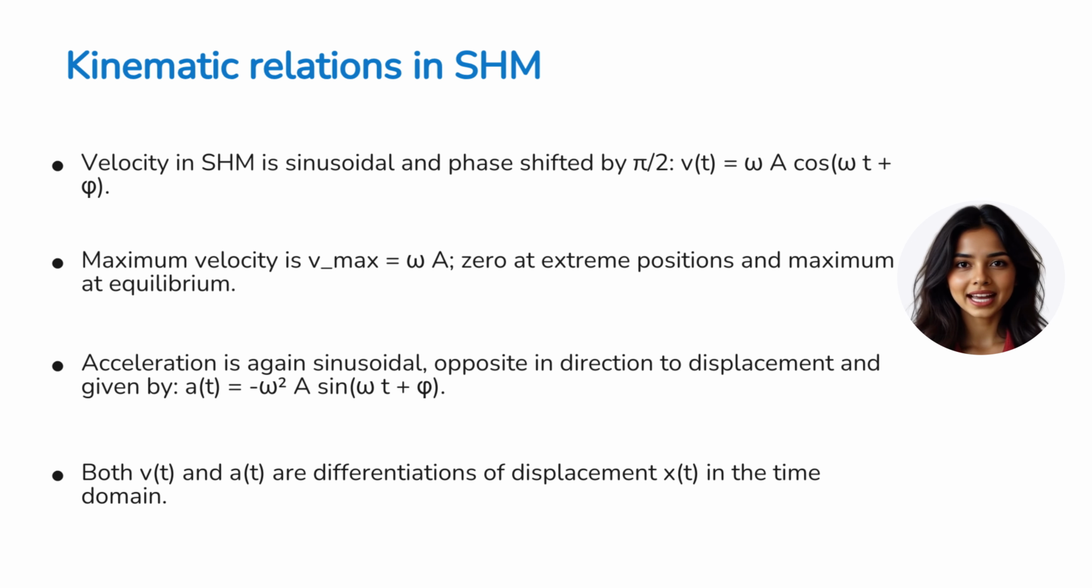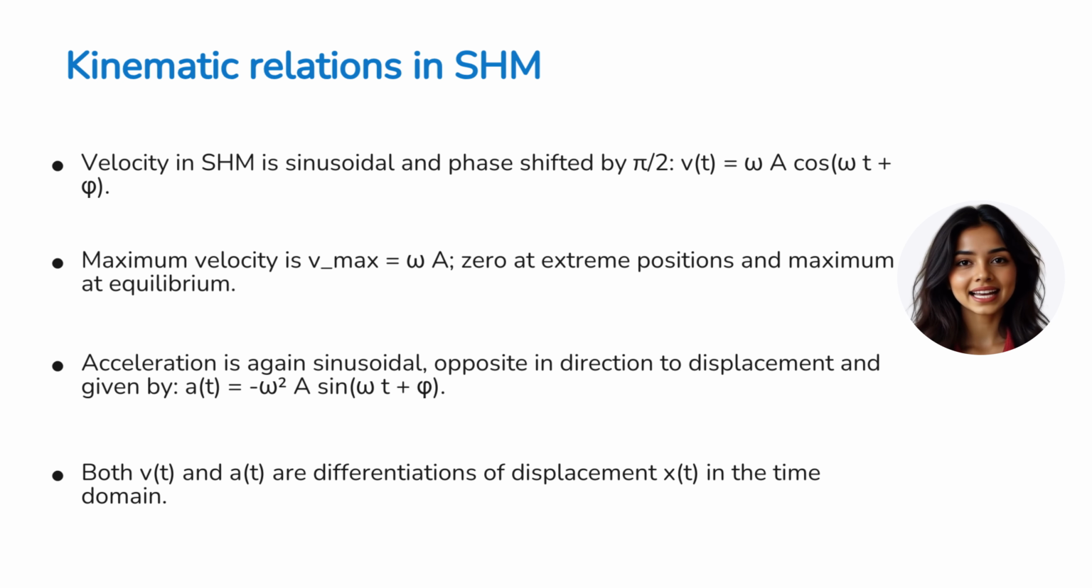Acceleration, on the other hand, is still sinusoidal but always points opposite to displacement, pulling the object back toward equilibrium. It equals minus omega squared times the amplitude times sine of omega t plus phi. Notice how acceleration has a stronger dependence on omega since it's squared. This tells us how sharply the object's velocity changes as it moves.